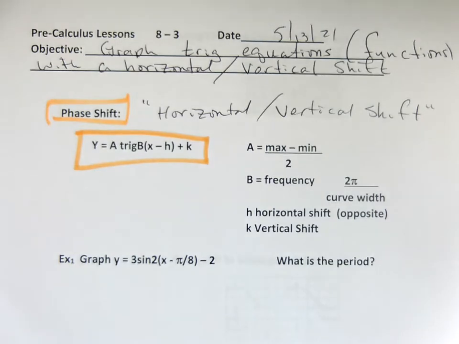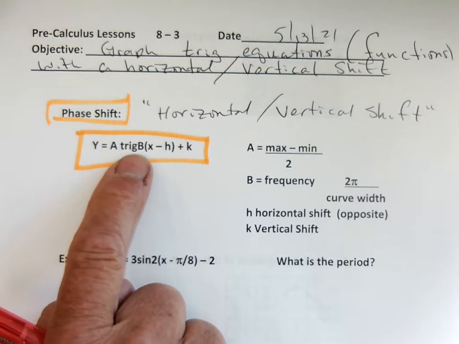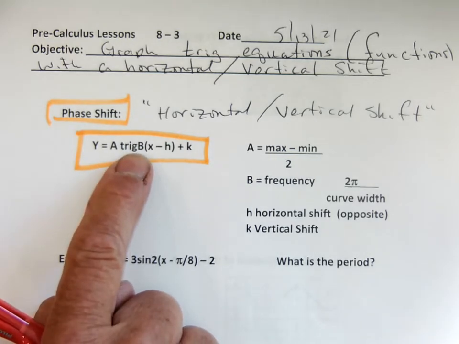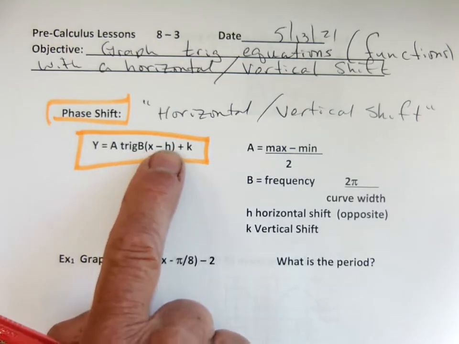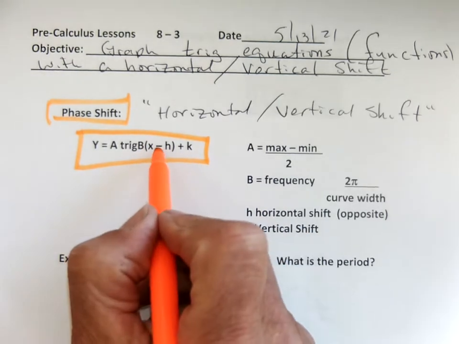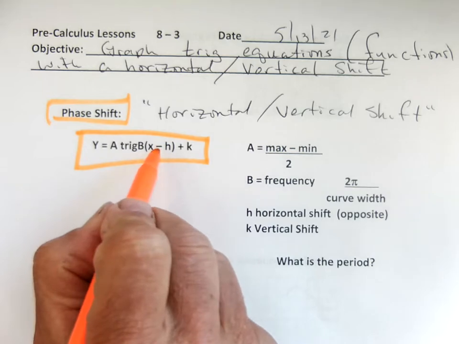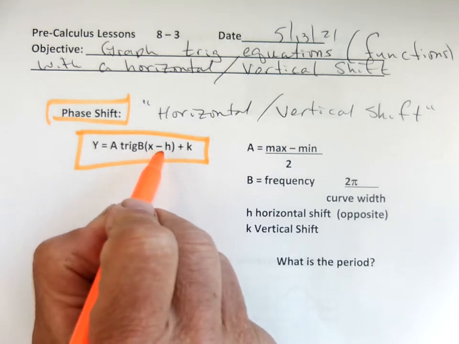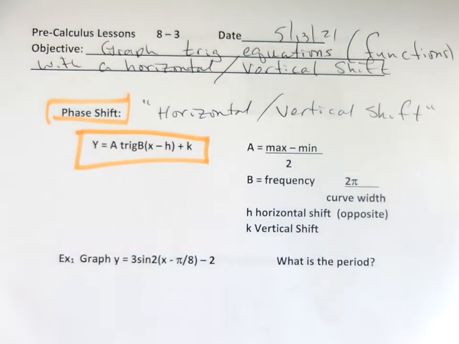So what we have is a general rule, okay? Y equals A trig, which is my sine or cosine. B is the frequency, right? X minus H. Now the minus is important. You know why this is a minus? Tell me why that's a minus. Why? It's the opposite. Thank you, Spencer. I mean, does that seem obvious why it's got to be minus? Thank you. And then plus K.